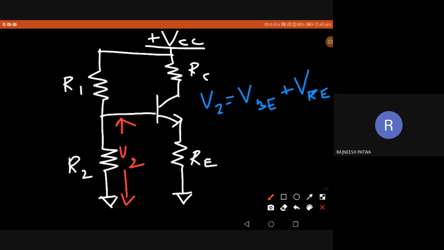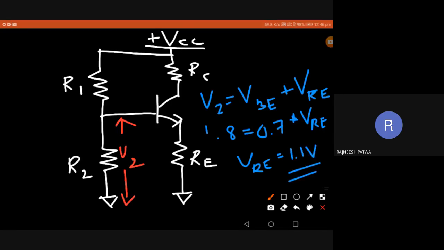Okay. So I know V2, what is V2? 1.8. And VBE, I know 0.7 plus VRE, the voltage drop across resistance RE. Notation may be slightly changed in different textbooks, but you should know the fundamental concept: this is the voltage drop across RE. So I can say VE or VRE is nothing but 1.8 minus 0.7, that is 1.1 volt. Okay. Now what we got? We got VE, this voltage drop across RE. This is nothing but 1.1 volt.